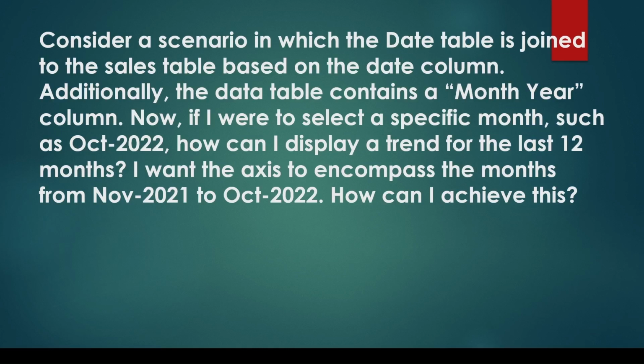Now, if I select a specific month, such as October 2022, how can I display the trend for the last 12 months? I want to display the months from November 2021 to October 2022 on the axis of a visual or row or table. Now, this could be quite tricky.